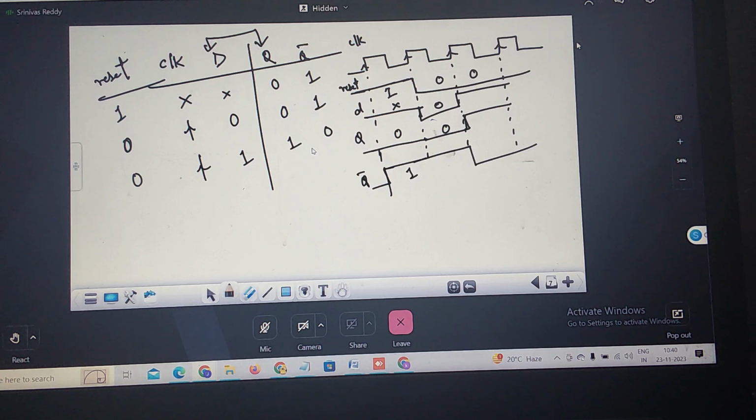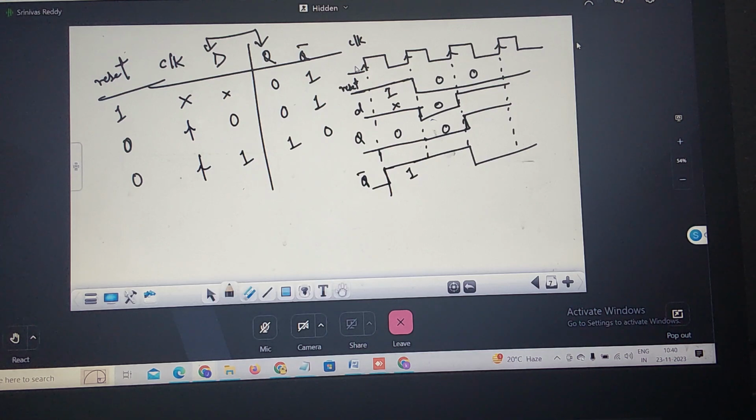Write a program. D flip-flop means output follows the input. I'm using one more input, reset. This reset is used to control the Q. Irrespective of my clock and D input, whatever I'm giving, if reset is 1, Q should always be 0. The flip-flop should work as output follows the input only when reset is equal to 0.